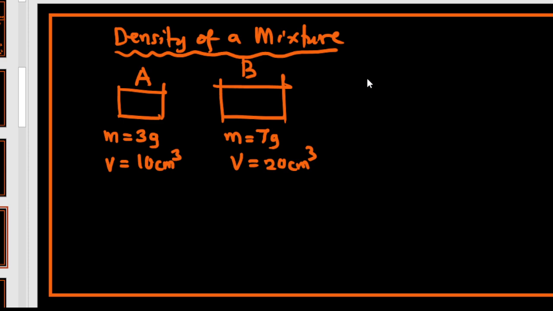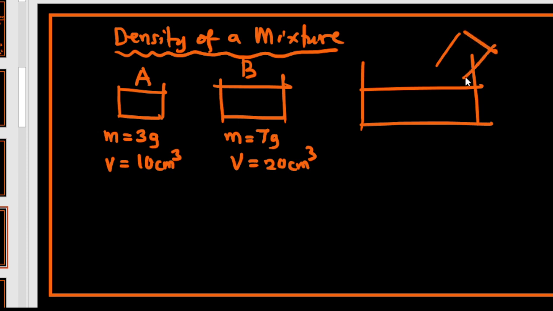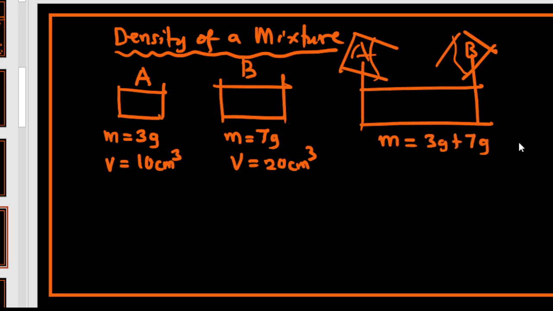And we then decide to mix substances A and B together into the same container. Substances A and B mixed together into the same container. So it is logical to agree that the mass is going to be 3 plus 7. Do you agree with me? Do you agree?